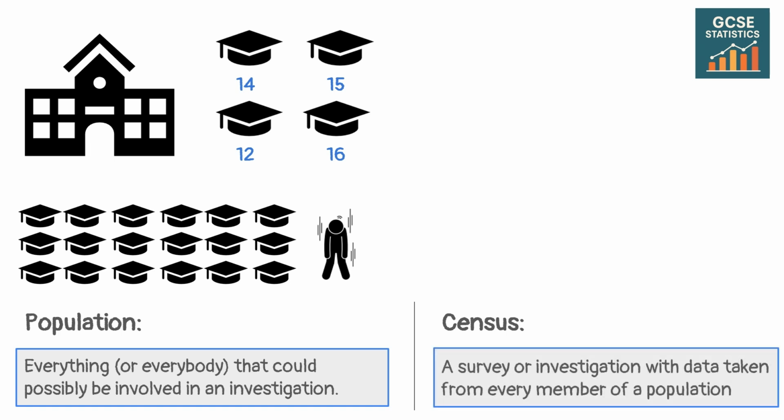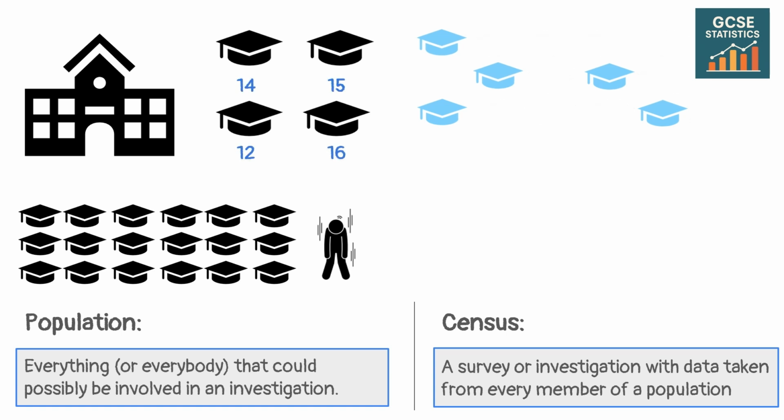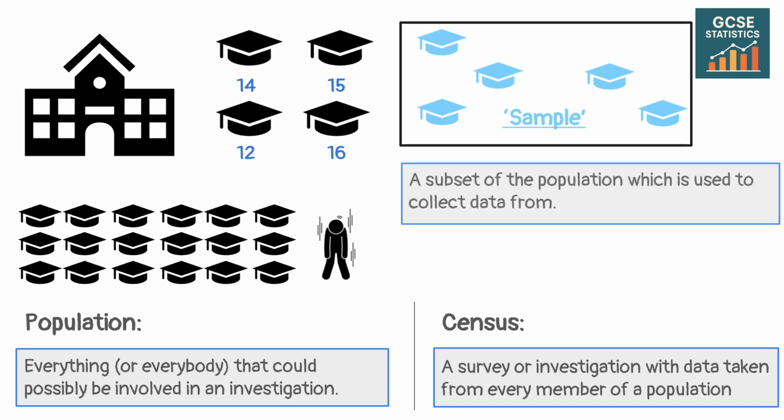Moving on, the next term we can cover here is called a census. This is a survey or investigation in which data is taken on every member of a population. So, where the students are the population, the process of me recording data is a census. This is impractical though. What if we could just find a middle ground and just survey a couple of them, then use that data? Well, we can actually do this, and we call it a sample, a subset of the population which we use to collect data from.